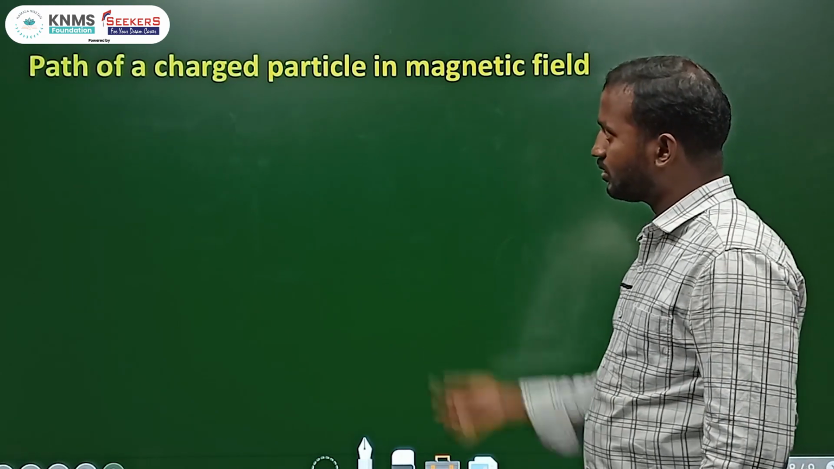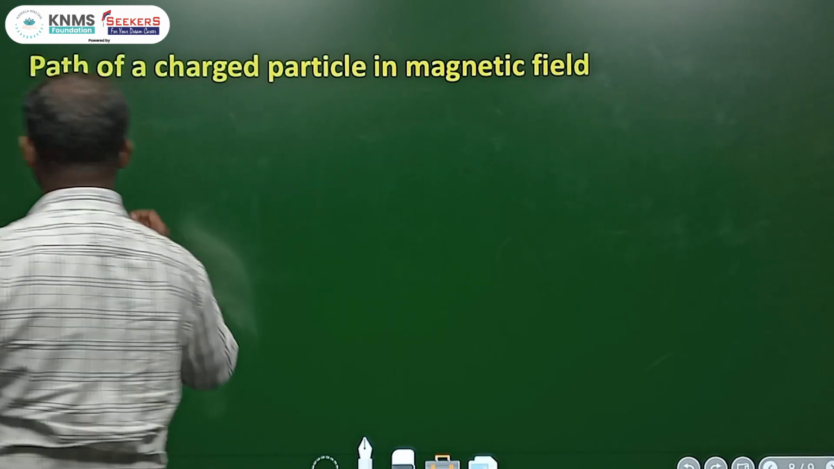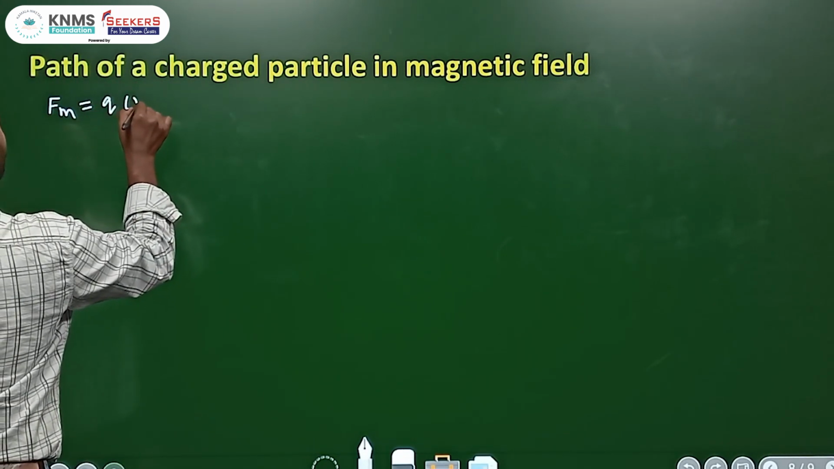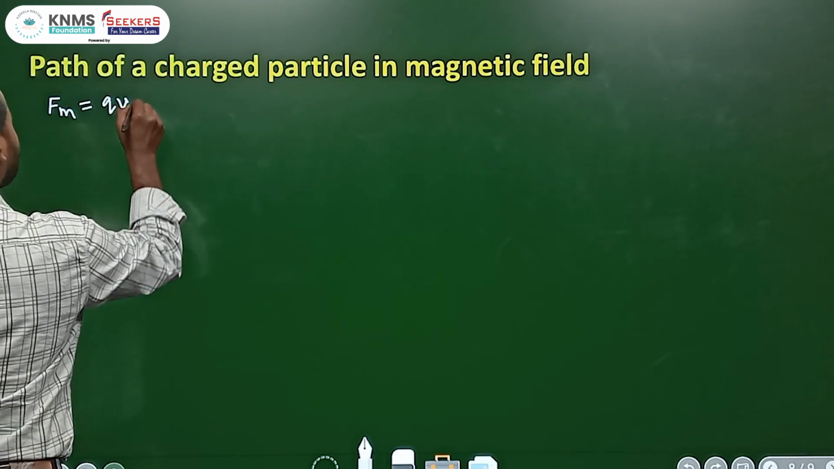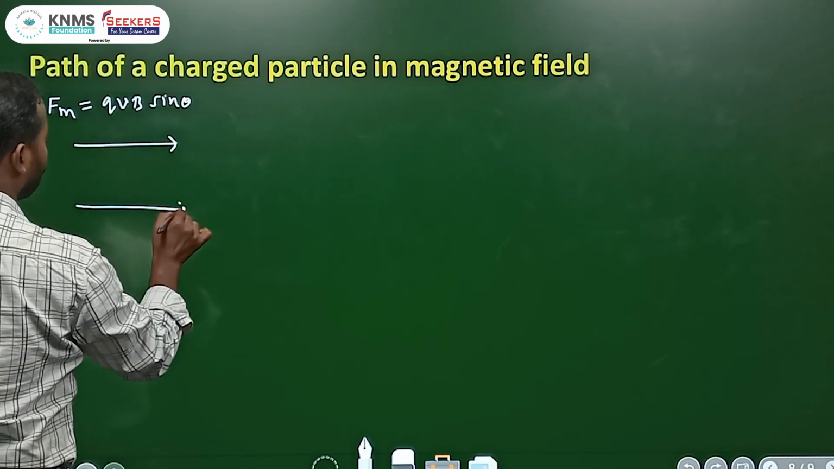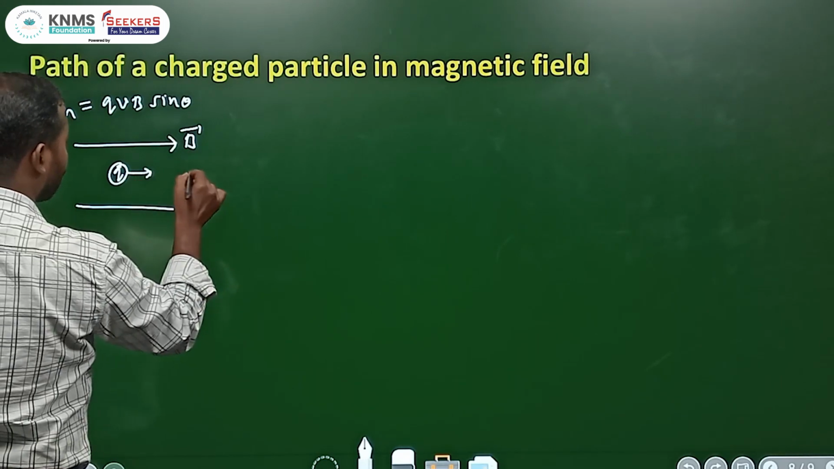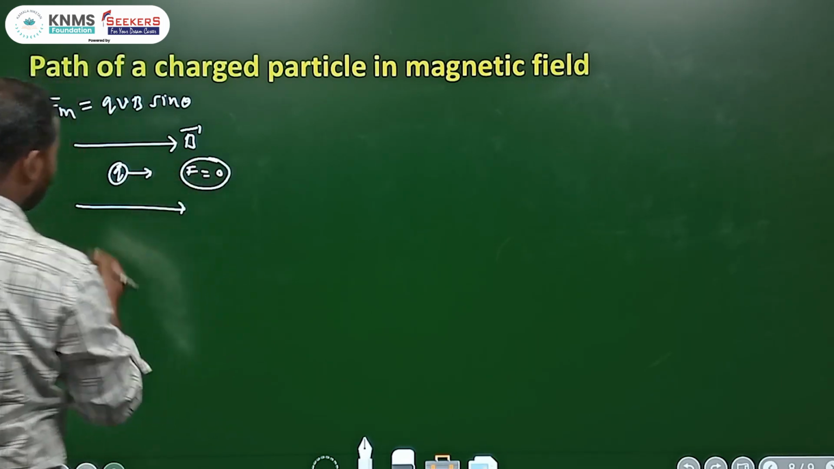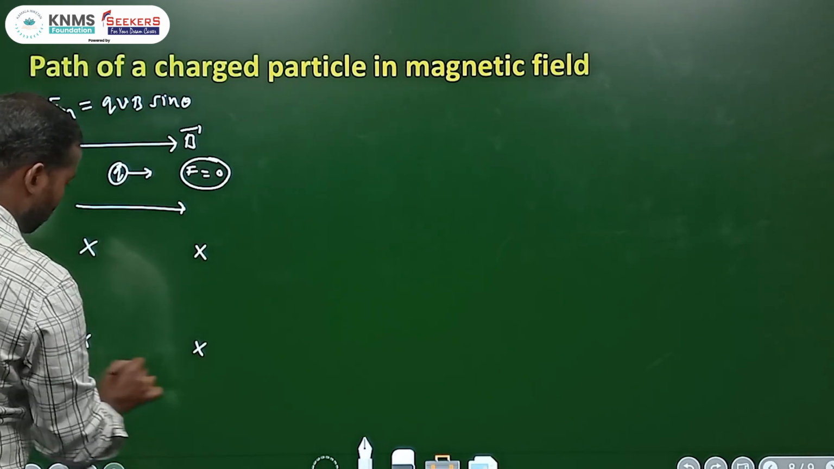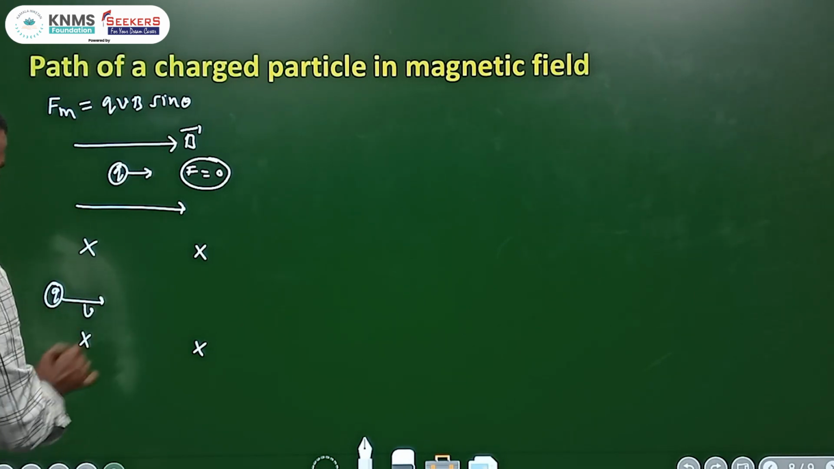So let us talk about the path of a charged particle which is moving in a magnetic field. For example, you have just seen that the magnetic force Fm is equal to QvB sin theta. If the magnetic field and charge were moving in the same direction, then the force was equal to 0. Now suppose a magnetic field is into the plane, and you are throwing the charged particle in this direction with velocity v. Then what happens?